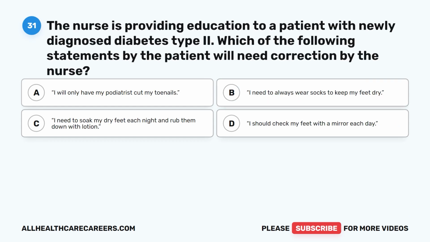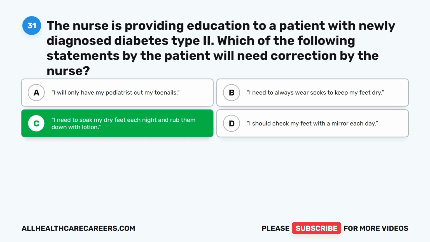Question 31. The nurse is providing education to a patient with newly diagnosed diabetes type 2. Which of the following statements by the patient will need correction by the nurse? A. I will only have my podiatrist cut my toenails. B. I need to always wear socks to keep my feet dry. C. I need to soak my dry feet each night and rub them down with lotion. D. I should check my feet with a mirror each day. The correct answer is C.